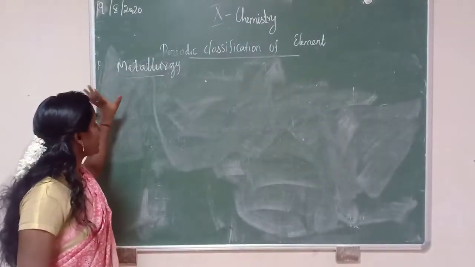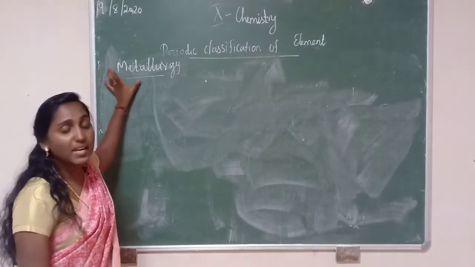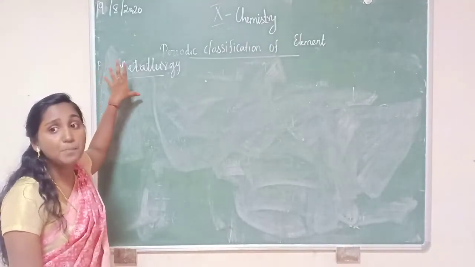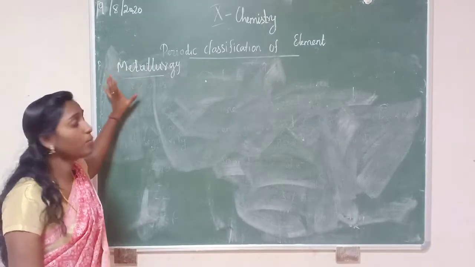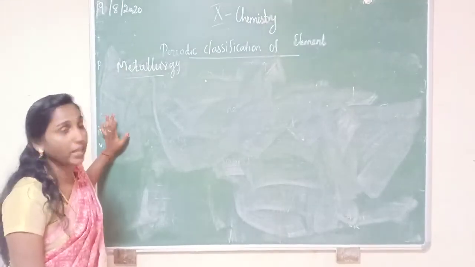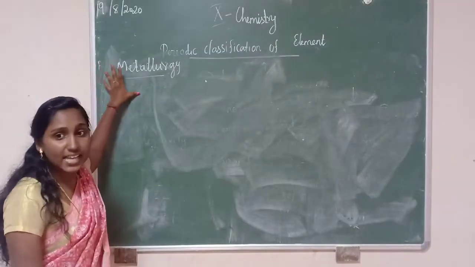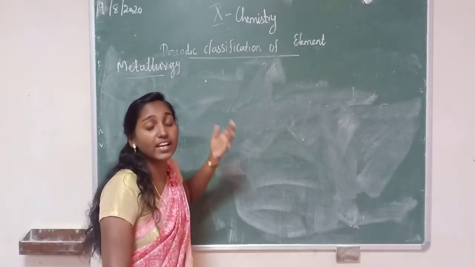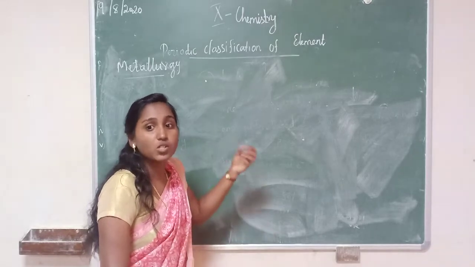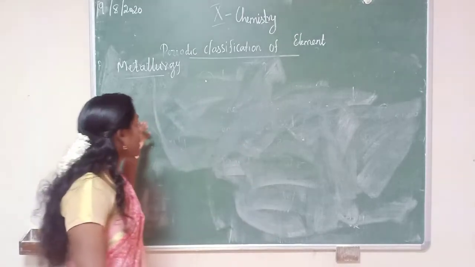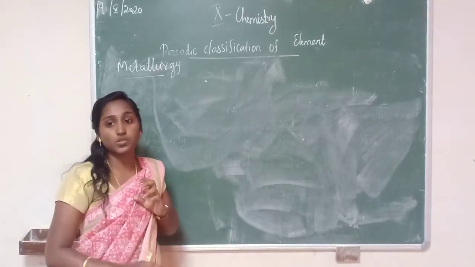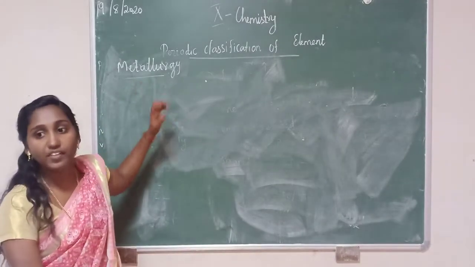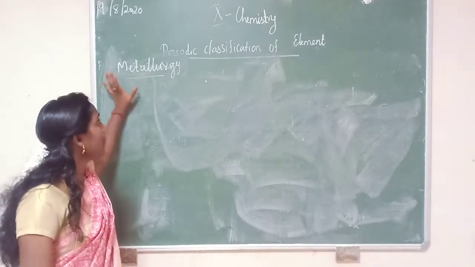So these metals, first we are going to study metallurgy. Metallurgy means extracting the metals from their ores and modifying the metals. From where are we getting these metals? From the ores or minerals. So first we have to extract the ores. Extracting the metal from ores and modifying the metals is called metallurgy.